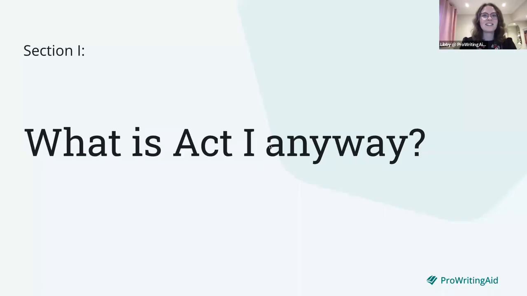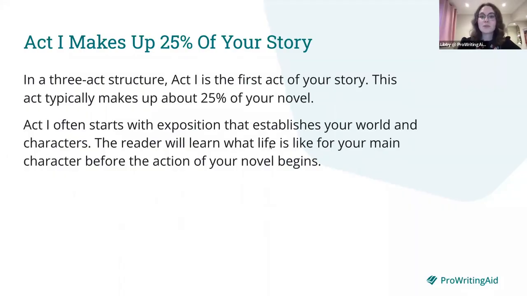There we go. So, what is Act 1 anyway? Act 1 makes up 25% of your story. In a 3-act structure, Act 1 is the first act of your story. This act typically makes up about 25% of your novel. So even though you've got those 3 acts, Act 1 still takes up a quarter of your story, getting everything set up.